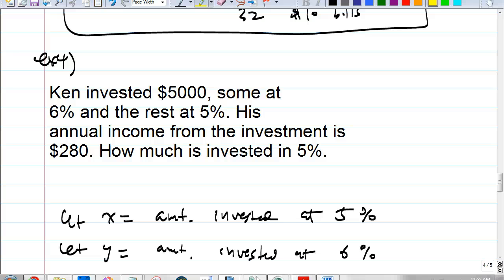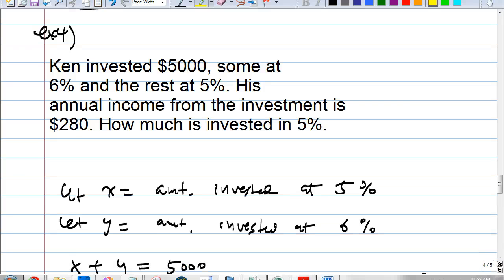Oh, it's not 280. Because X is how much you invested at 5%, and Y is how much you invested at 6%. So when you add these together, it does not equal 280, because 280 is how much you made. So you want to fix that? What would it be? X plus Y should equal to? 5,000 is correct.